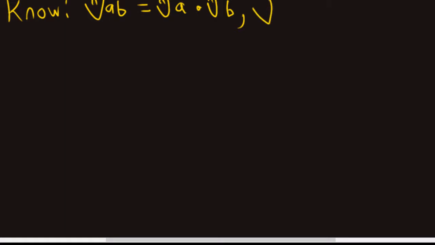clear our page again, zoom in. And first we'll list everything we know again. What do we know? We know that the nth root of AB is equal to the nth root of A times the nth root of B. We know that the nth root of A over B is equal to the nth root of A over the nth root of B.